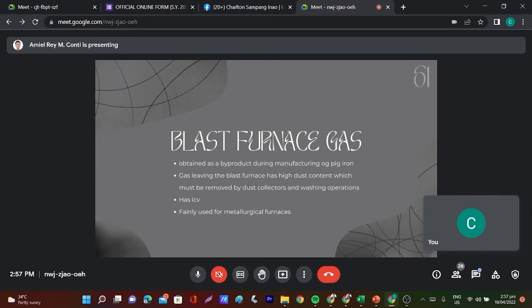The gas leaving the blast furnace has high dust content which must be removed by dust collectors and washing operations. Blast furnace gas also has low calorific value and usually used for metallurgical furnaces. So metallurgical furnaces, yun yung mga device na nagpapainit or nagme-melt sa mga metal ore. Usually sa mga iron or tsaka sa mga steel production. Next.